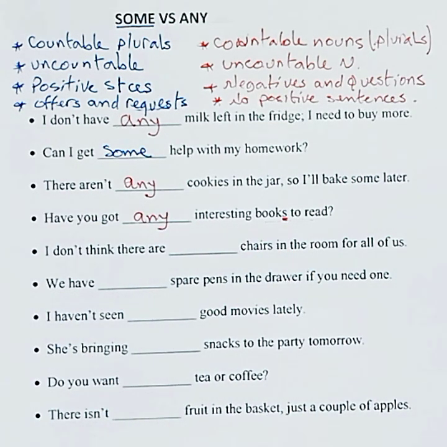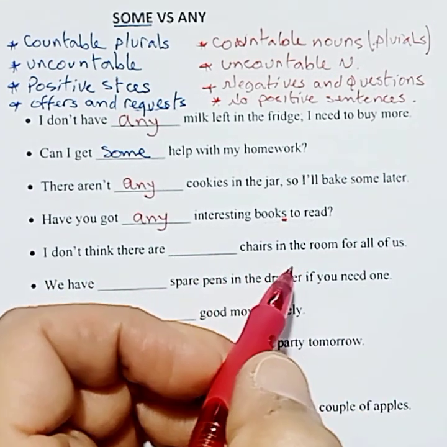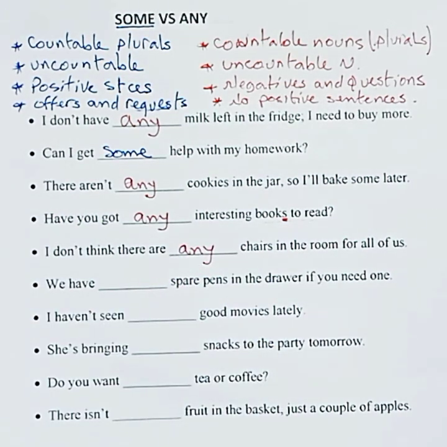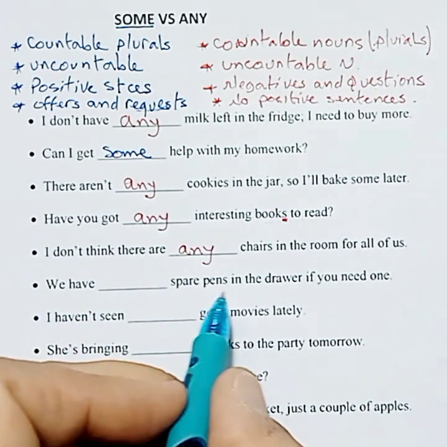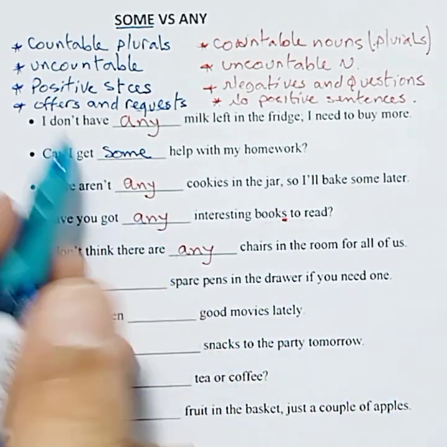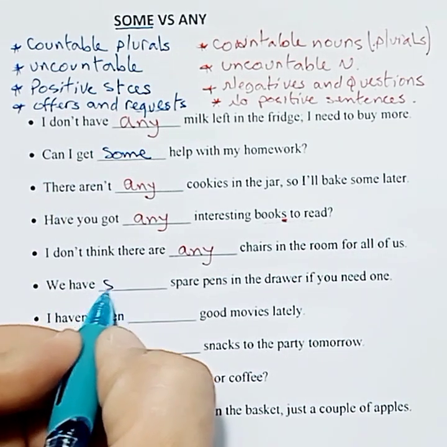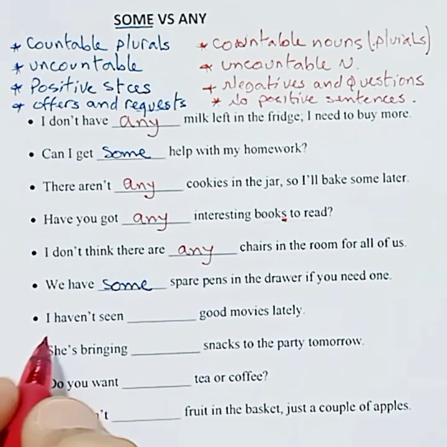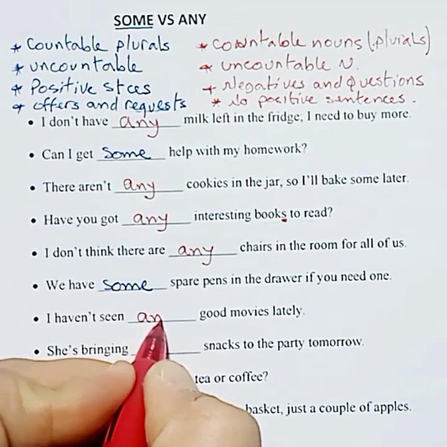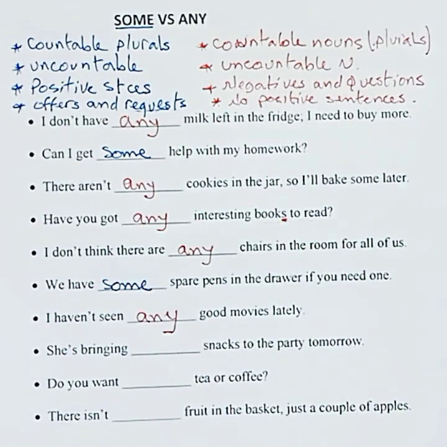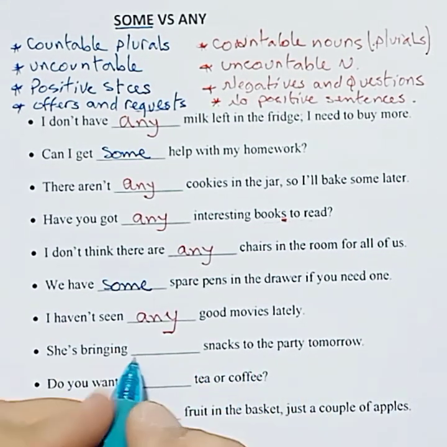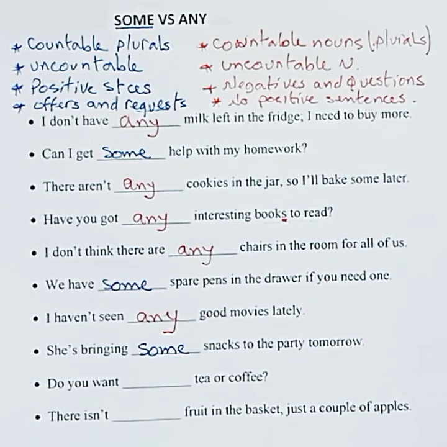Next is, I don't think there are chairs in the room for all of us. I don't think there are any. Why? Because the sentence is negative. We have spare pens in the drawer if you need one. We have, it's positive. Pens are countable, plural, so we have some. Well done. I haven't seen good movies lately. I have not seen, it's negative, and the right option is any. Next one, she's bringing snacks to the party tomorrow. She's bringing, it's positive, so we use some. She's bringing some snacks to the party tomorrow.